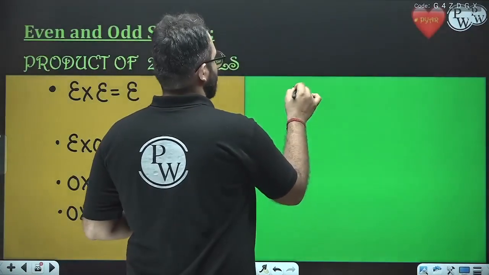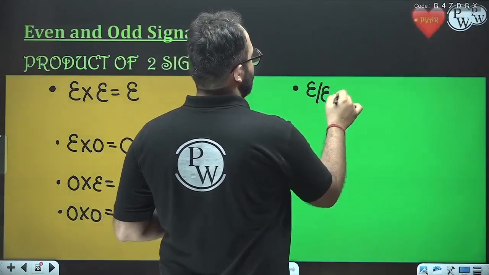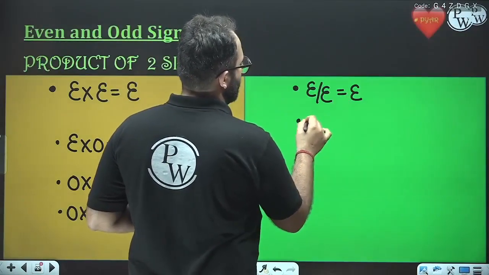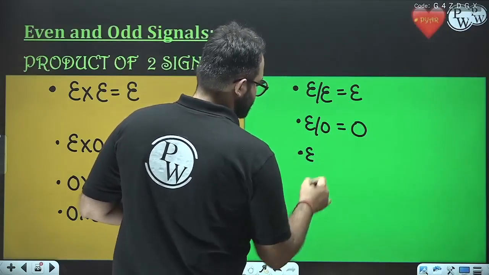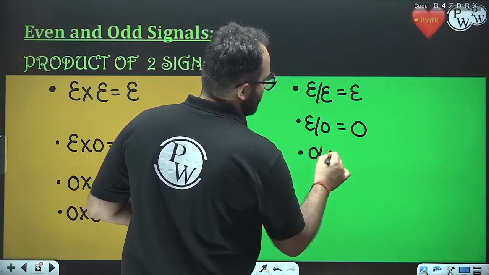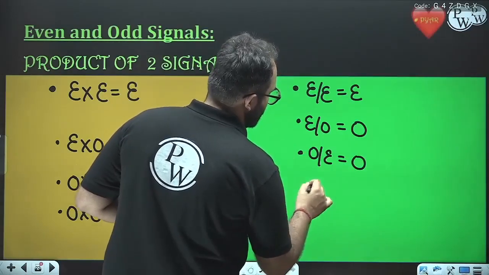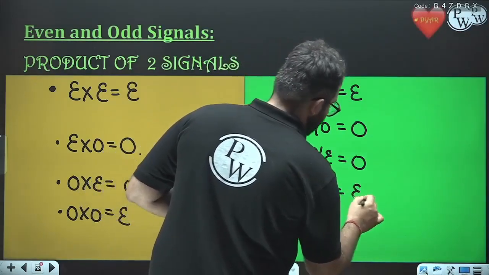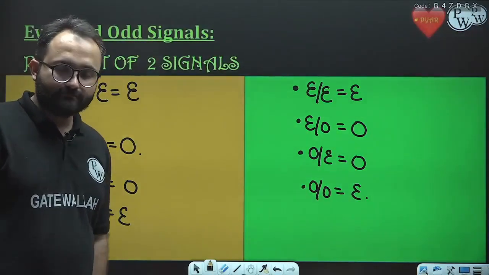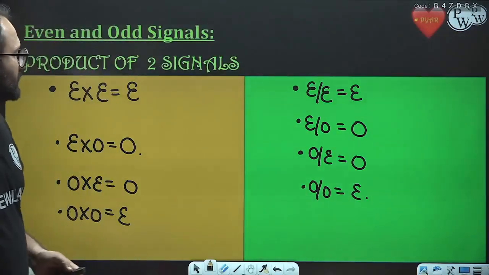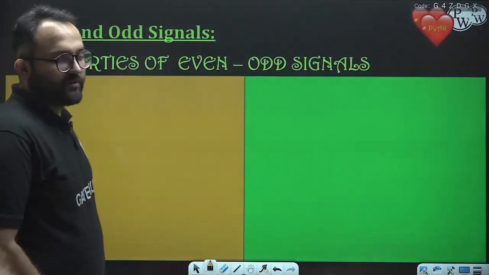Similarly, even divided by even is even. Even divided by odd is odd. Odd divided by even is odd, and odd divided by odd is even. So these kinds of properties we can use many a time. Okay, great. Now properties of even and odd signals.